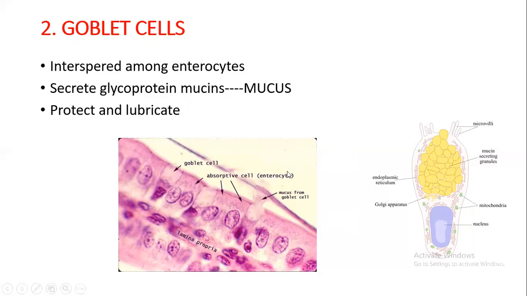As you know, as the food is passing down the intestine, water is being absorbed, so the fluid content is becoming less and the food is becoming harder. So hard food can damage the intestinal lining. So we need lubrication, and for this lubrication, the mucus is produced by the goblet cells.